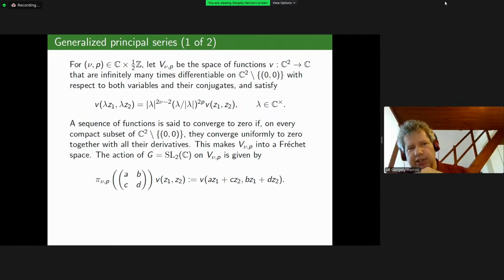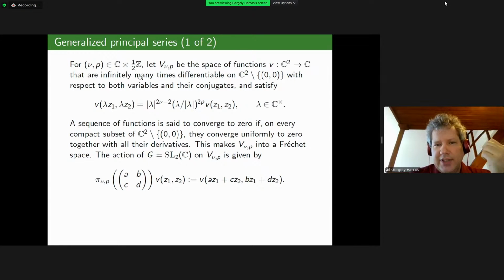So here I briefly summarize a convenient description of the generalized principal series of G, which is SL2C. These not necessarily unitary representations are indexed by the complex number and the half integer, nu and p. And then the space for the representation can be described. And this is, apart from our notation, basically taken from a very nice book by Gelfand, Graev, and Vilenkin, Generalized Functions, Volume 5 from 1966.